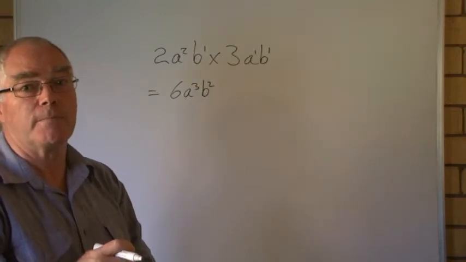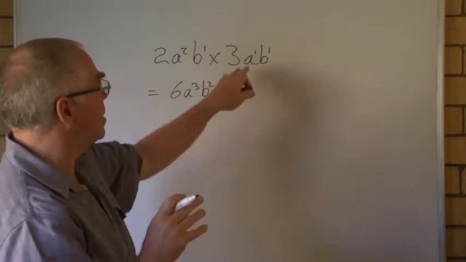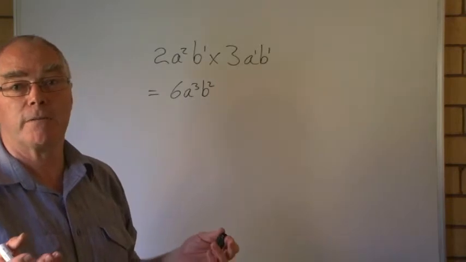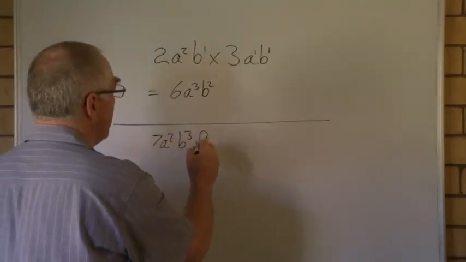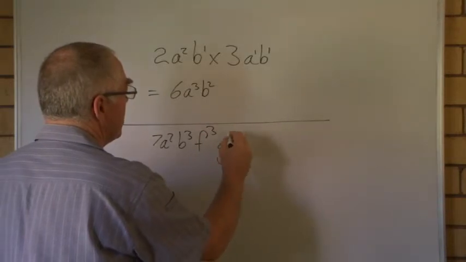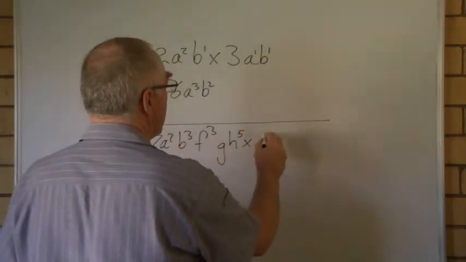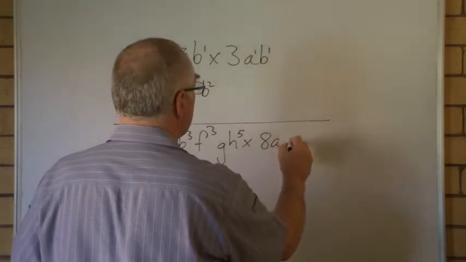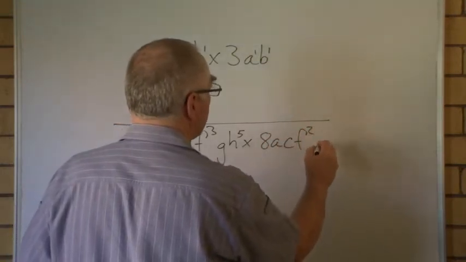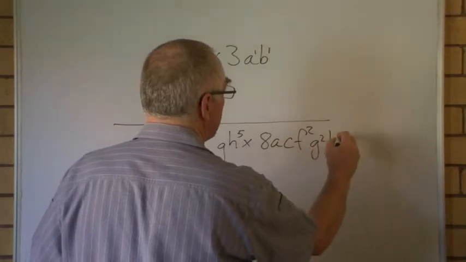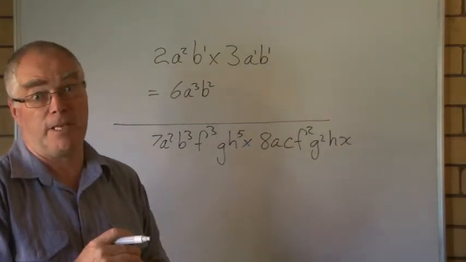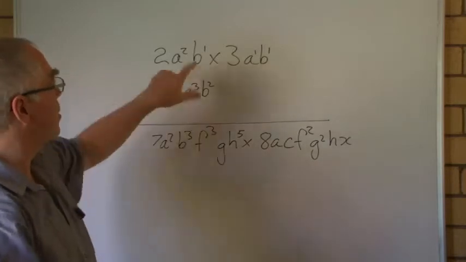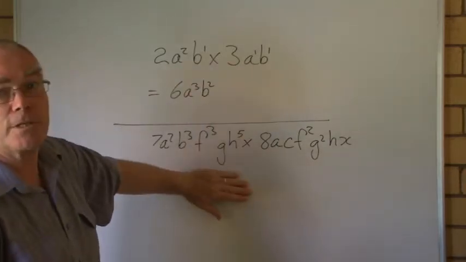Work one step at a time. Every big one that looks like this is really made up of a series of little ones. Let me show you what I mean. So if we have something like 7a squared, b cubed, f cubed, g, h to the 5 times 8a, c, f squared, g squared, h, x. Now this looks big, horrible, and scary. In actual fact, the skills you use in this one are exactly the same as the ones you use here.